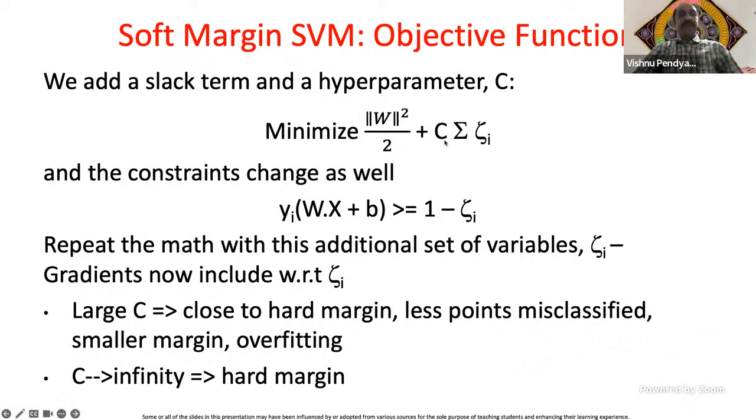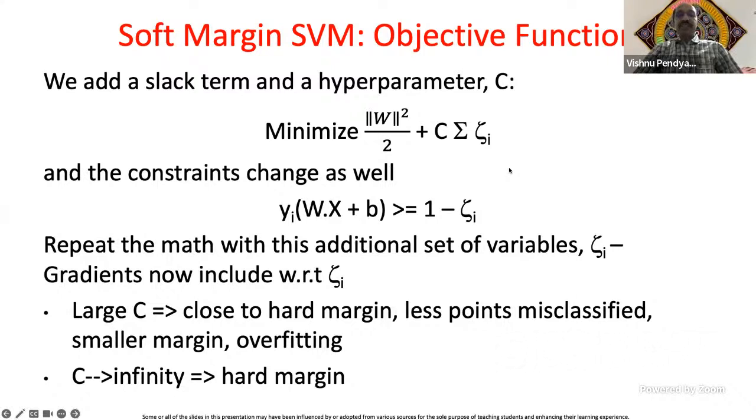So this C term tries to maximize this whole objective function, whereas W tries to minimize this whole function. So it's again a min-max kind of problem. And the constraints will also accommodate the zetas. Instead of 1, we are going to say 1 minus zeta to accommodate the slack. So with this inequality and the objective function, we repeat the entire Lagrange multipliers logic and derive the expressions for our alphas and things like that.